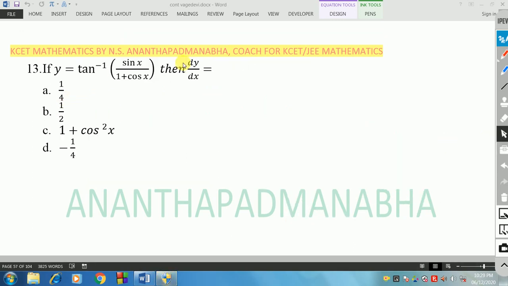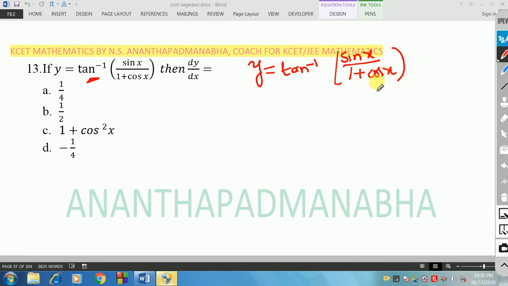Next, if y is equal to tan inverse of sin x by 1 plus cos x, then dy by dx is equal to: option A 1 by 4, option B 1 by 2, option C 1 plus cos square x, and option D minus 1 by 4. So let us consider y is equal to tan inverse of sin x by 1 plus cos x.